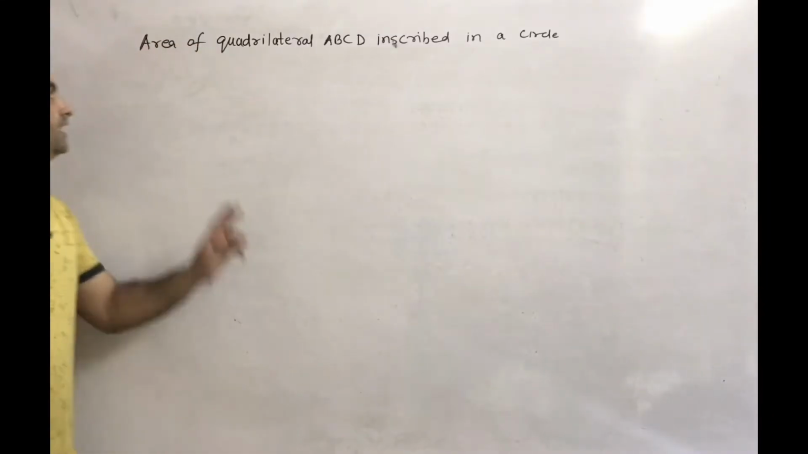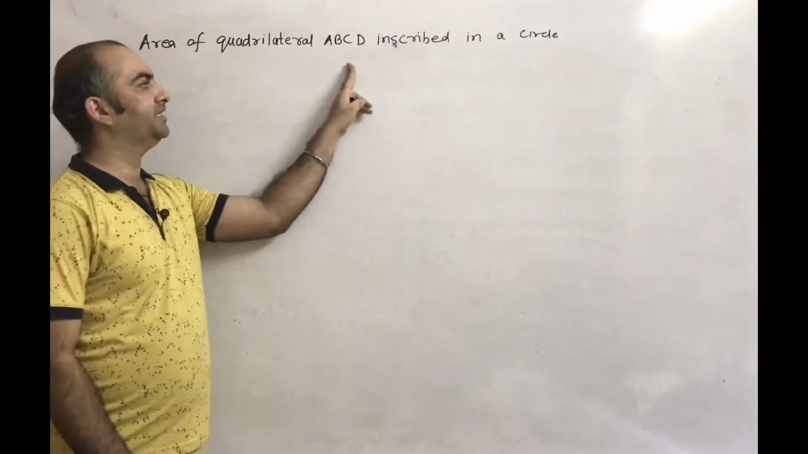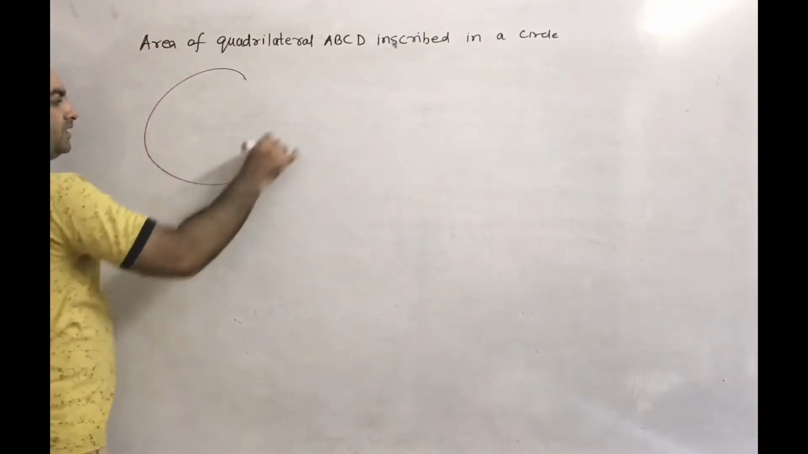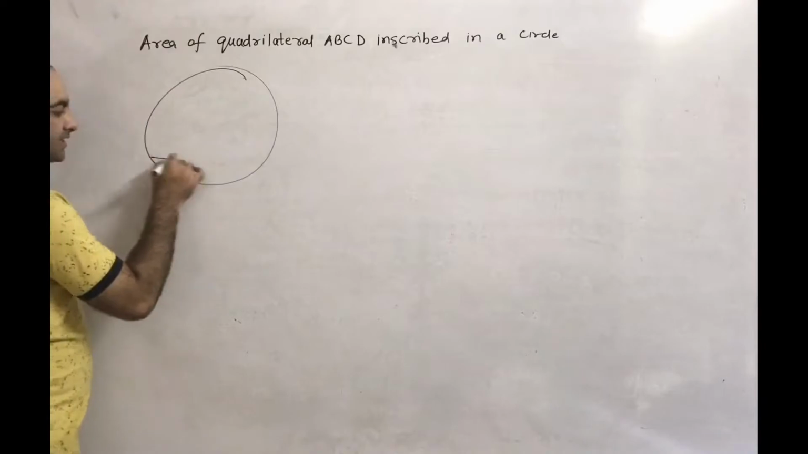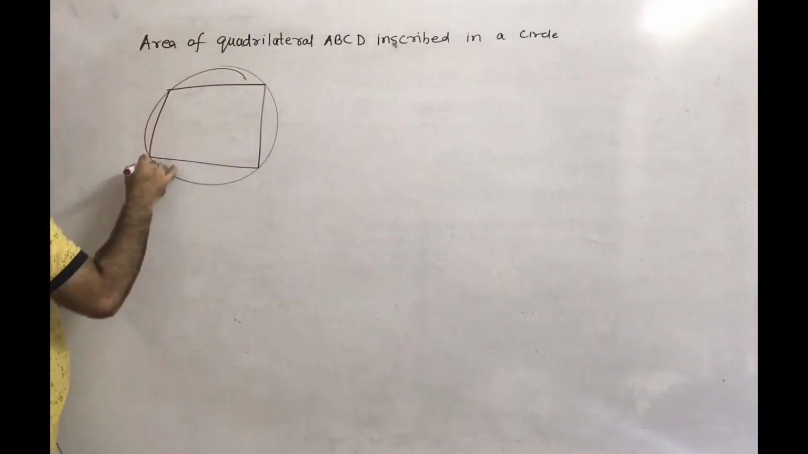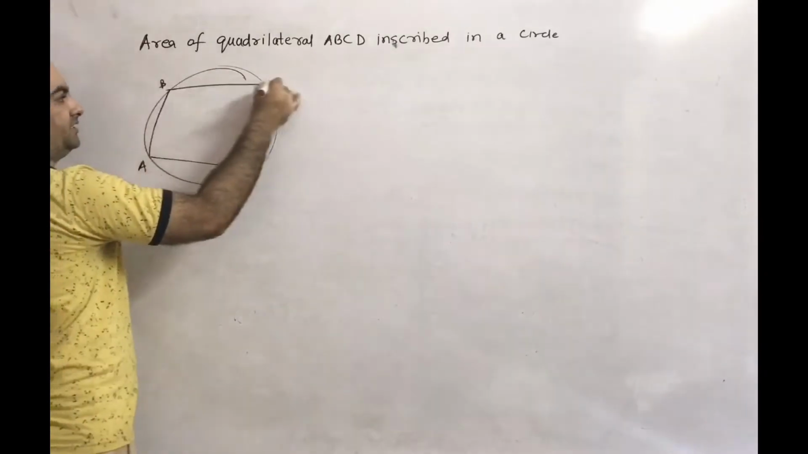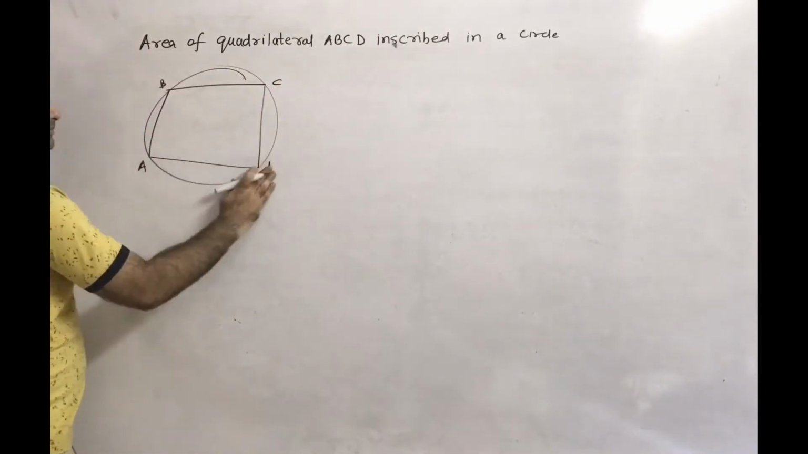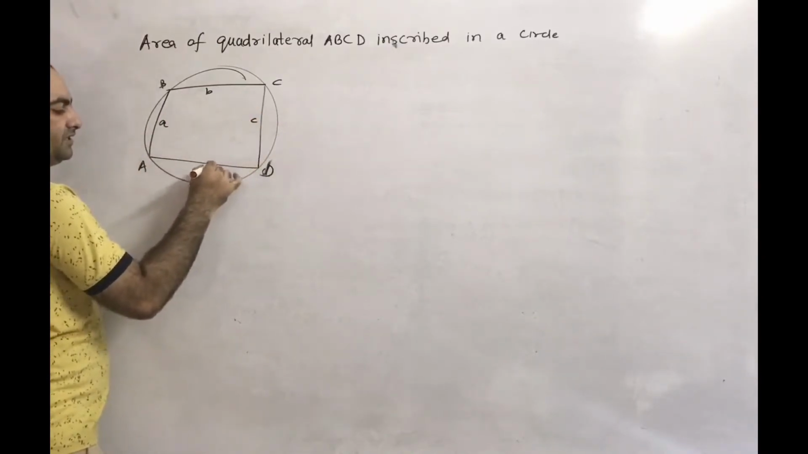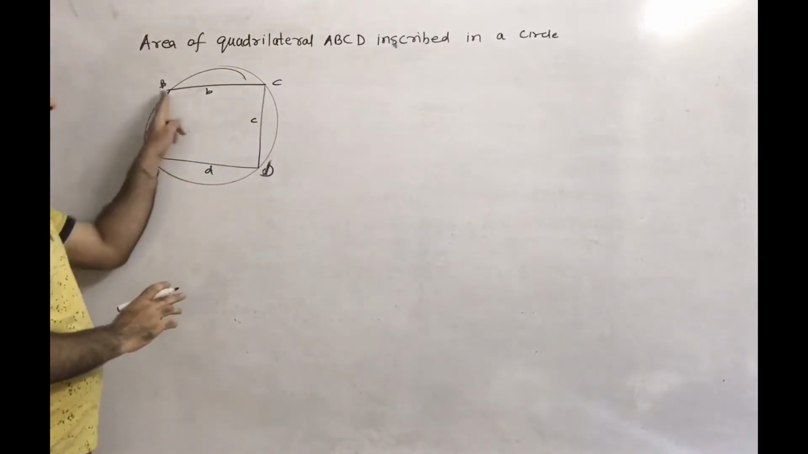Next we are discussing the area of quadrilateral ABCD inscribed in a circle. Okay, so we have a circle. Inside this circle we have a quadrilateral A, B, C, D. This one is A, this one is B, this one is C, and this one is D. We want to find out the area of ABCD.